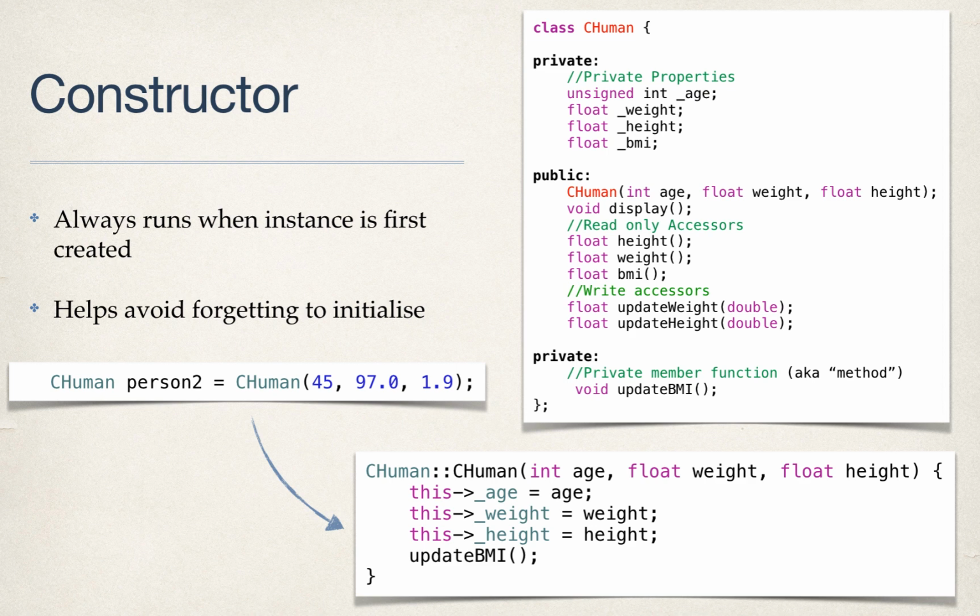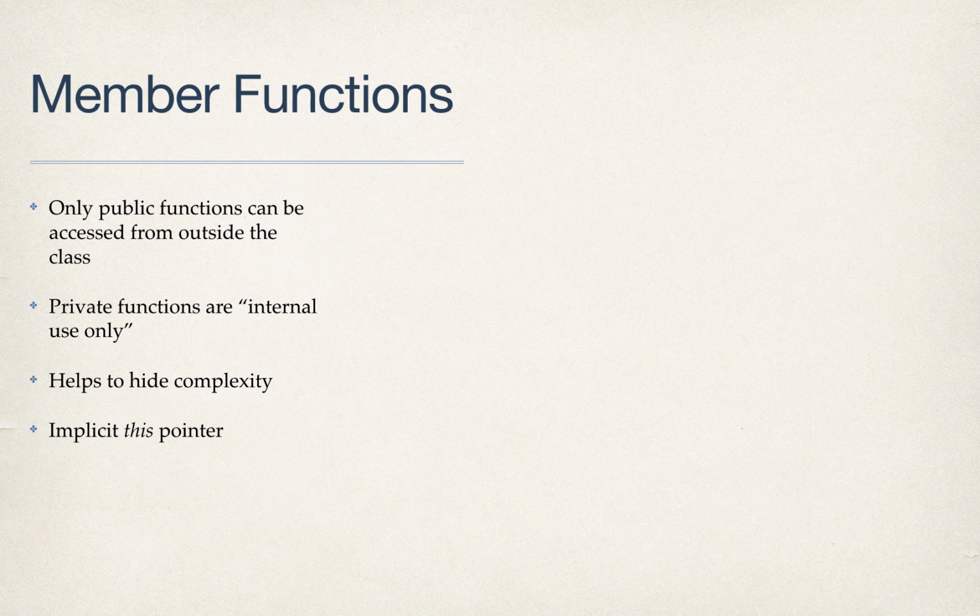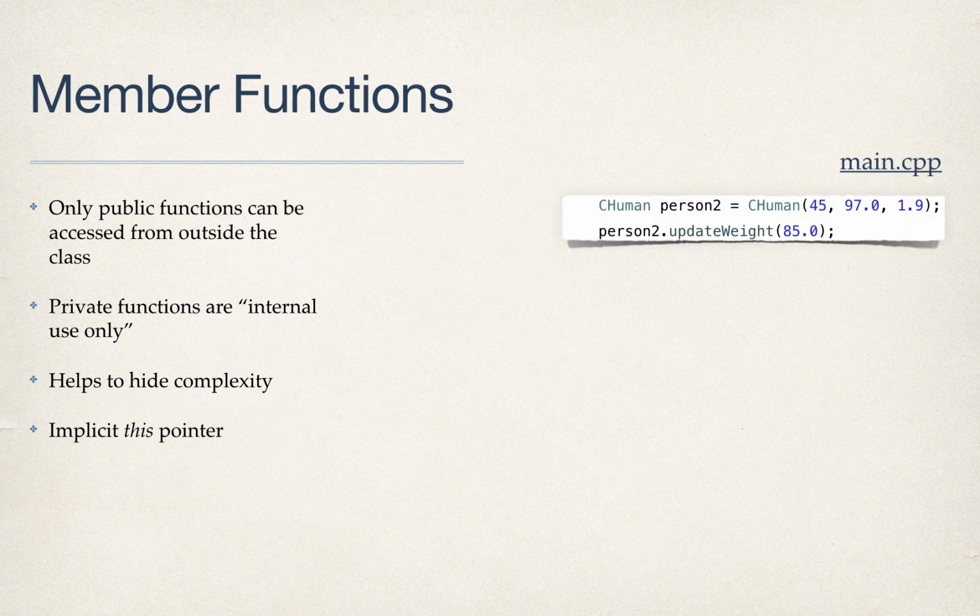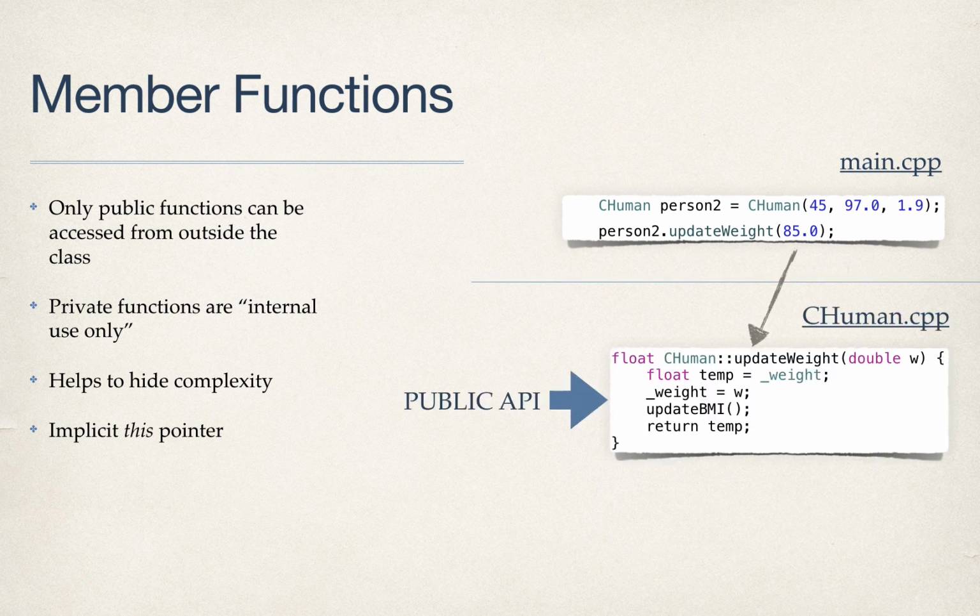It will update age, weight and height with these values that you pass to it, and you've got to pass them. There's no, or it won't compile. And then the BMI will be updated as well. So that's how the constructor works. The general member functions, again, we can construct an object of type human by calling the constructor. We can update the weight, which will then also automatically update the BMI.